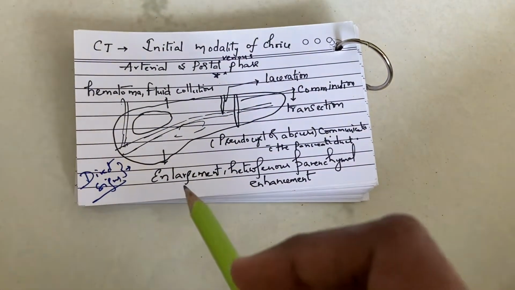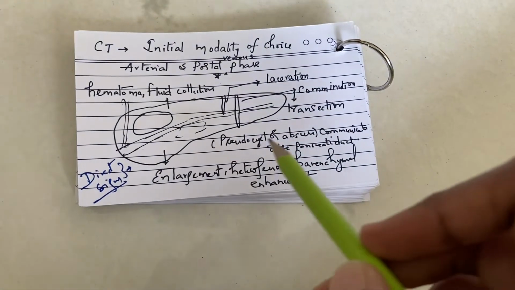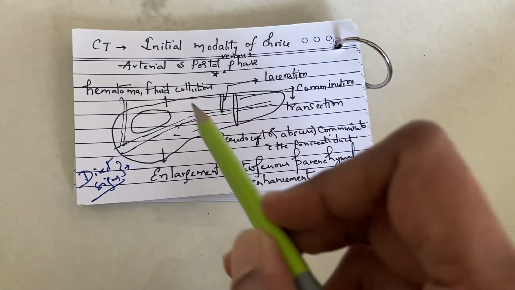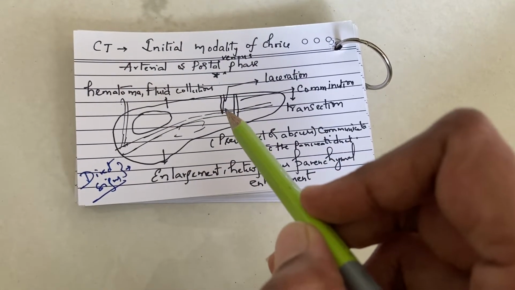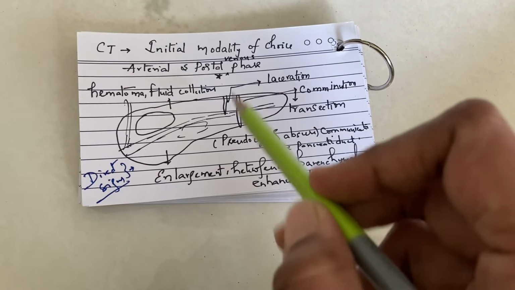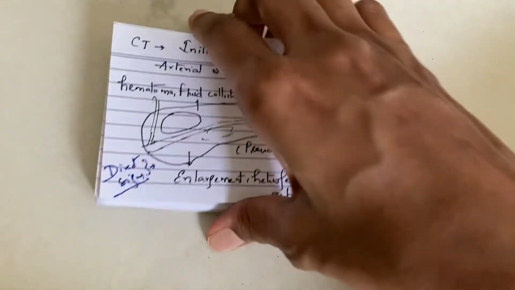What are the direct signs? We have enlargement of the pancreas with heterogeneous parenchymal enhancement. We have a pseudocyst or abscess communicating with the duct. We have a hematoma or fluid collection. We have a laceration, which can be superficial or deep. We have a transection, a full thickness tear, that's called pancreatic fracture. These are all direct signs.